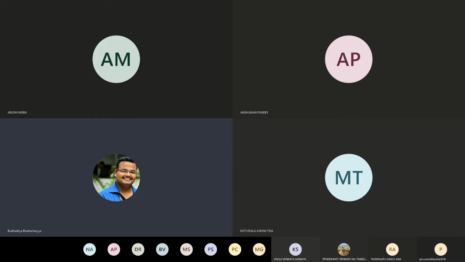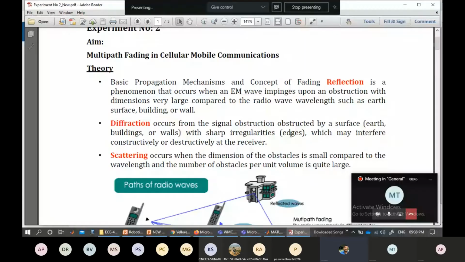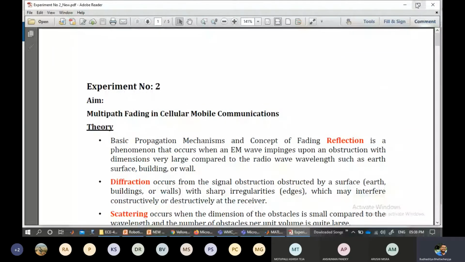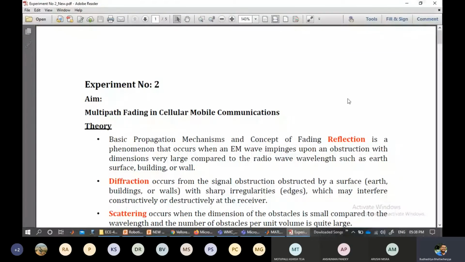Yes. So let me just directly go and show you the relevant document that we have. This is the document that I've uploaded. I guess everyone will be having one document of this. As you can observe, this is the multipath fading in cellular mobile communication. This is what we are going to test. This is a brand new experiment that we are going to do.